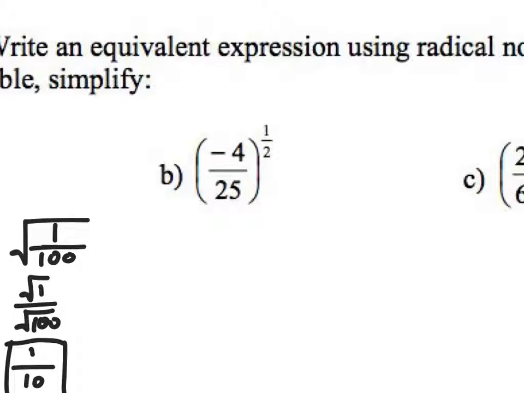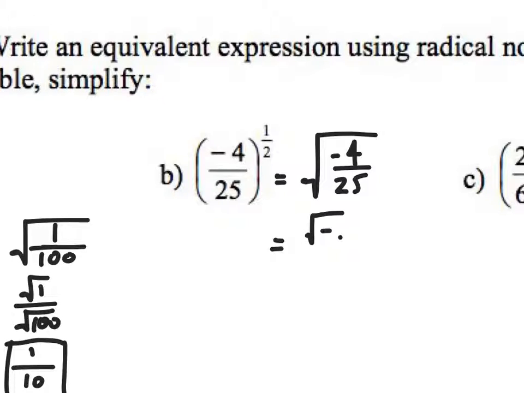And so if I have the quantity negative 4 over 25 raised to the 1/2 power, really what I'm doing here is I'm taking this entire thing and I'm taking the square root of this fraction, which is negative 4 over 25. Okay, and what we could do is we could take the square root of negative 4 over the square root of 25.